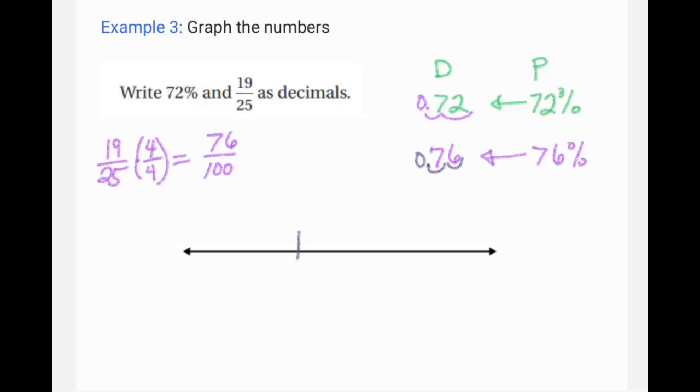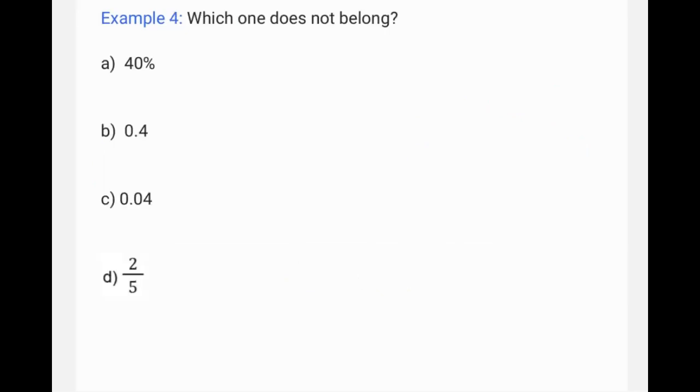So if I put it on the number line, I have a 0 here and a 1 right here. And I always like to put in between it so I can see where I'm at. 0.5 is in between it. So 0.72 would have to be somewhere around here, 0.72, and then 0.76 is after that. So as you can see in the number line, that 0.76 is greater because it is closer to the 1.